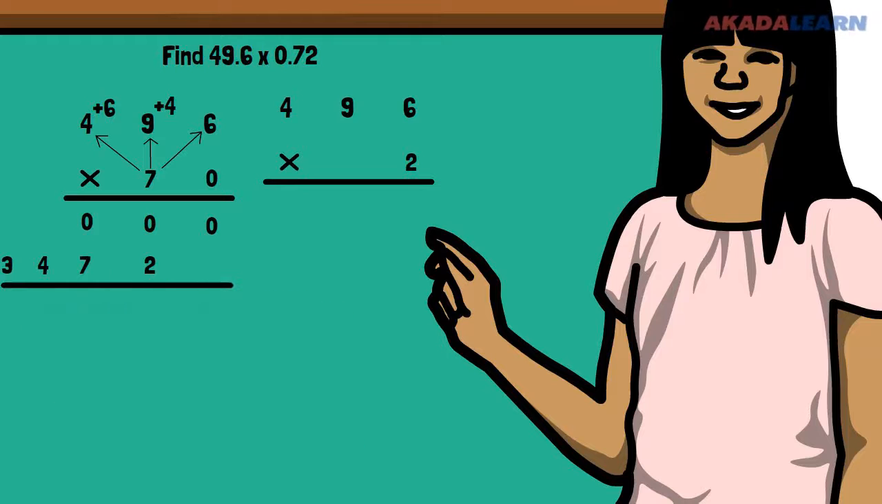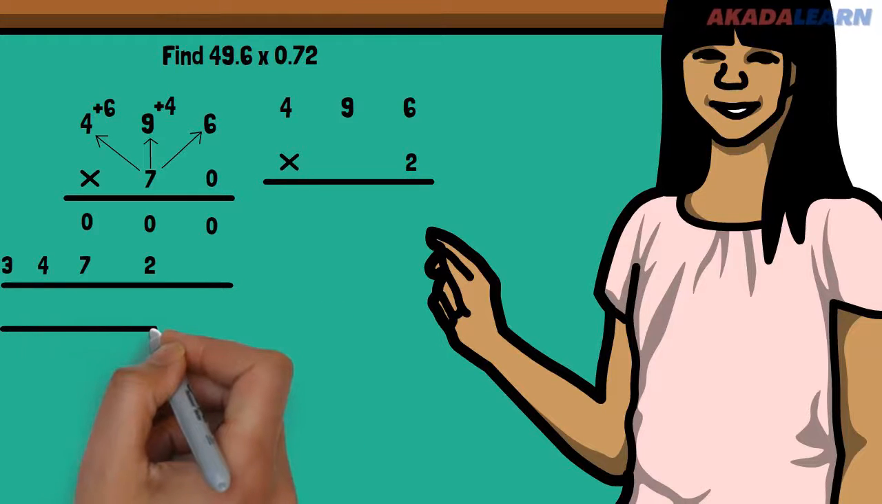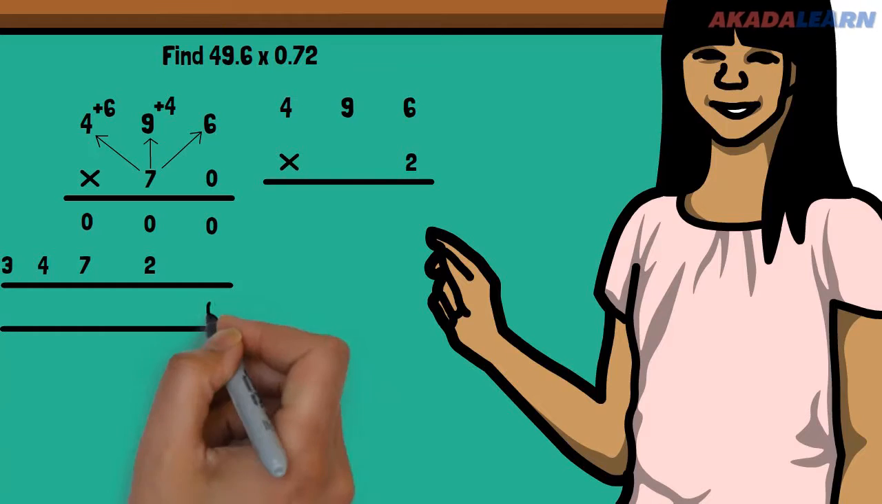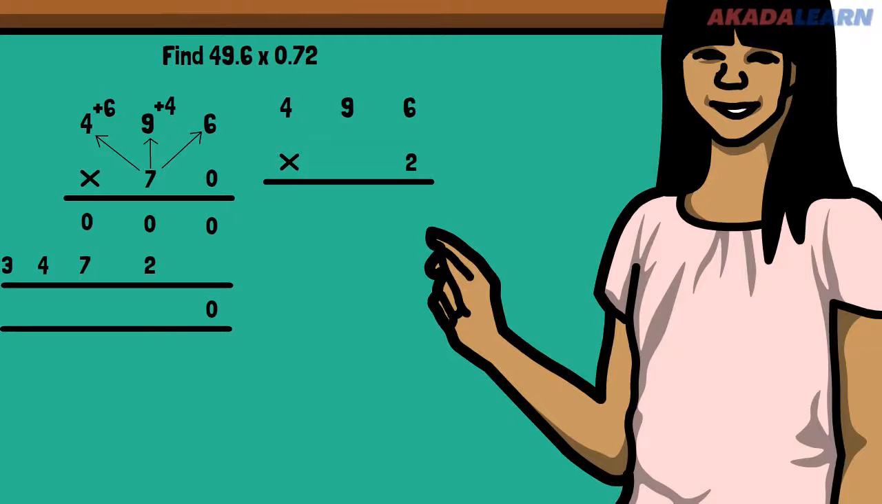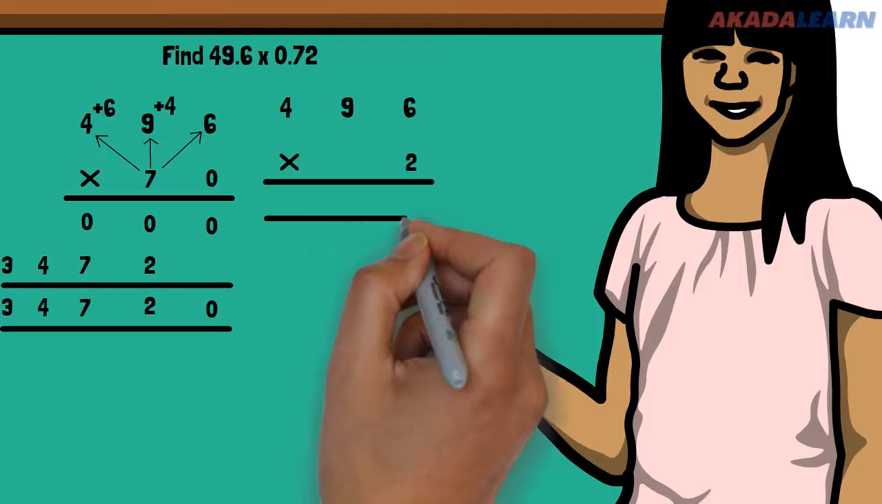So let's add them together. 0 will come down to 0. This will be 0 plus 2, that's 2. 0 plus 7, that's 7. Then 4, and then 3. That's 34720. So let's go to the other one.